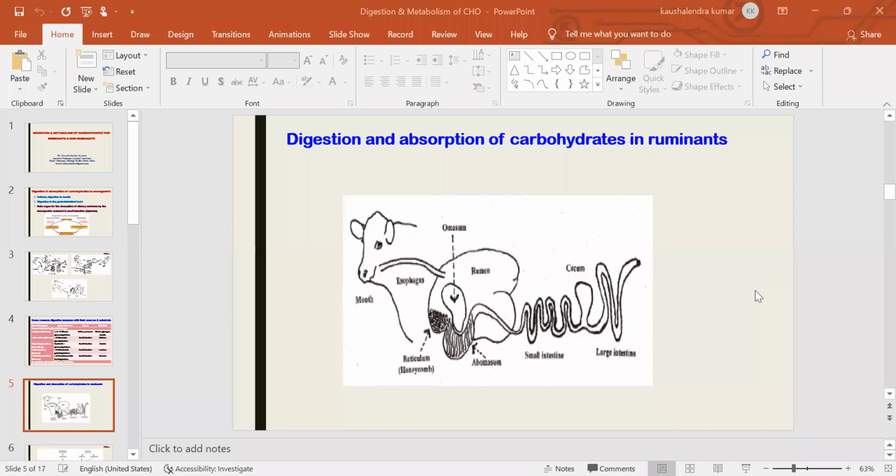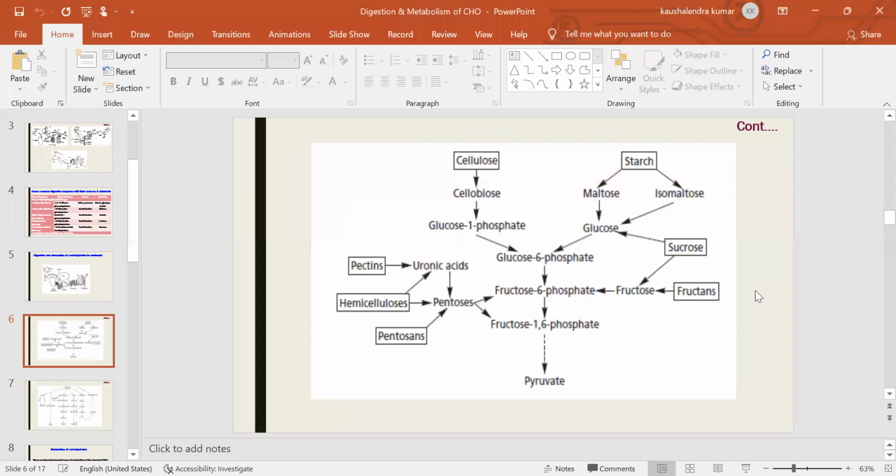And molar proportion. So here in this diagram, you can see how cellulose, that means polysaccharide, cellulose and starch are broken down, and finally the intermediate product is pyruvate. So cellulose is converted to cellobiose, glucose 1-phosphate, by the action of different enzymes which are responsible for that. Then finally, they produce pyruvate. So this is the metabolism process of polysaccharides.